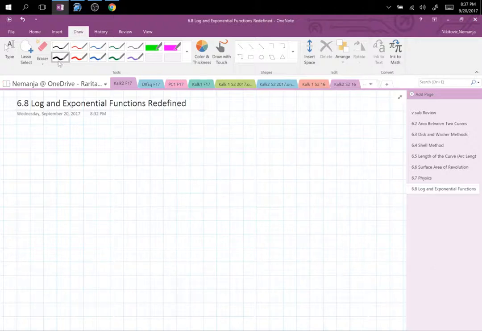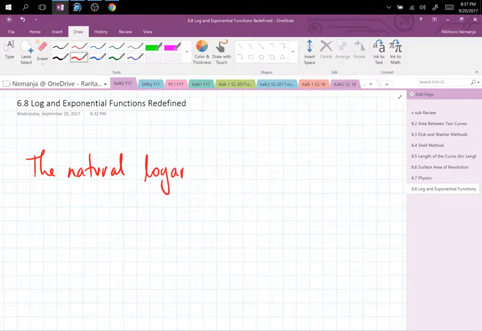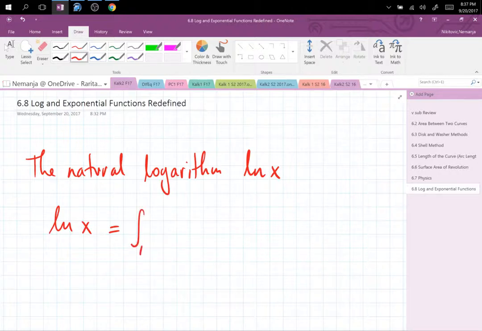We start with the logarithmic one. So the natural logarithm ln is defined by ln x is equal to the integral from 1 to x of 1 over t dt. Observe that the dummy variable is t, which changes into x when you plug in the limits.